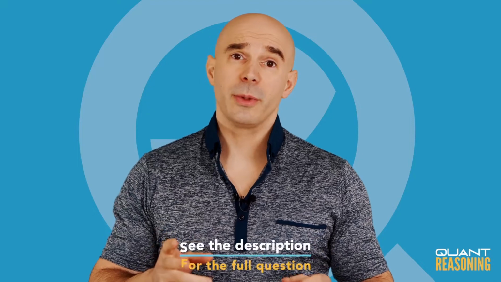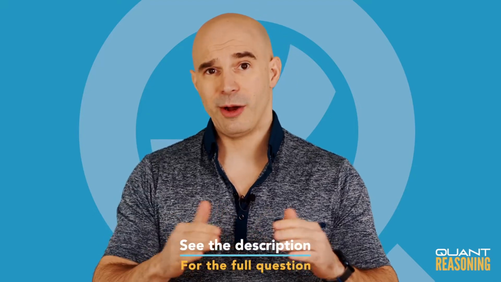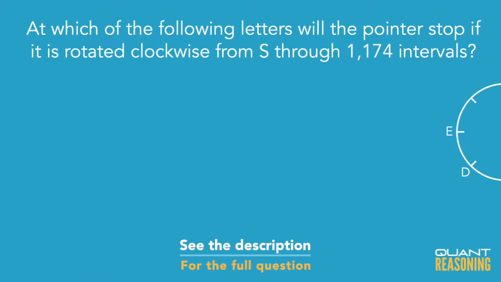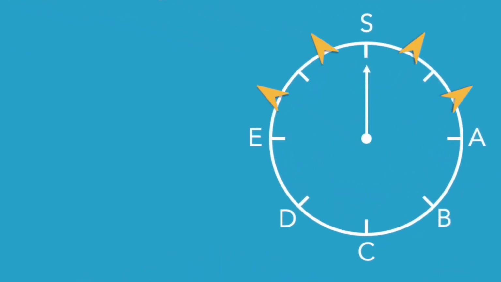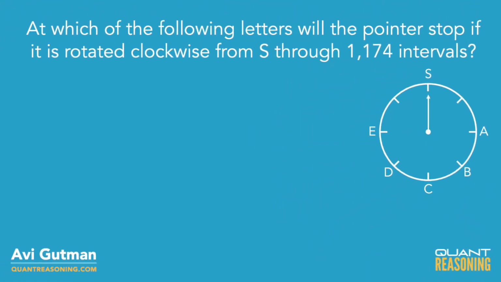So I'm thinking for this question, we should first figure out how many intervals there are on this circle. I'm counting them and I'm seeing 4 on the top half and 4 on the bottom half. So a total of 8 intervals in this circle.